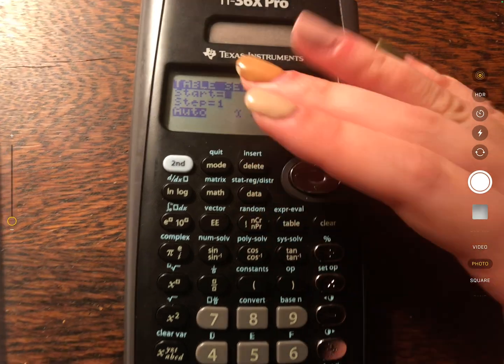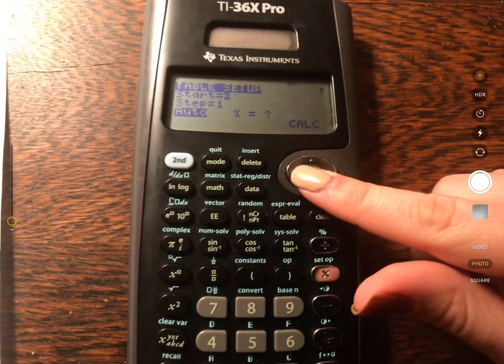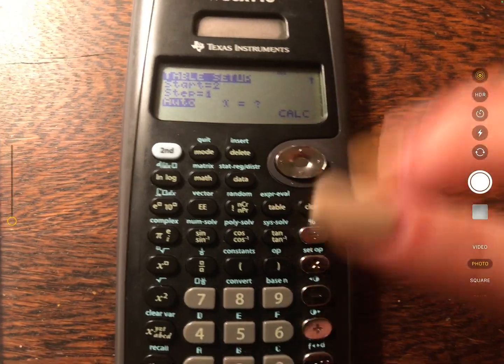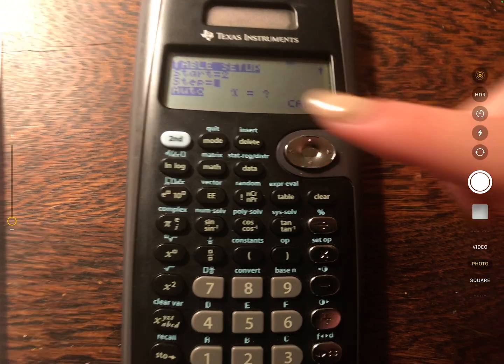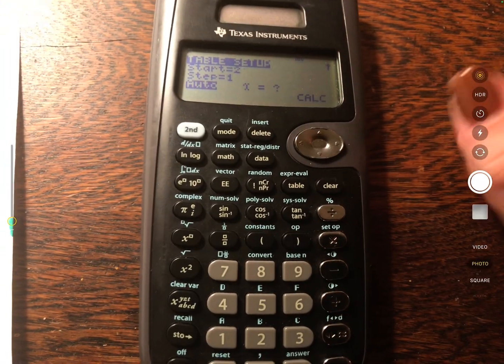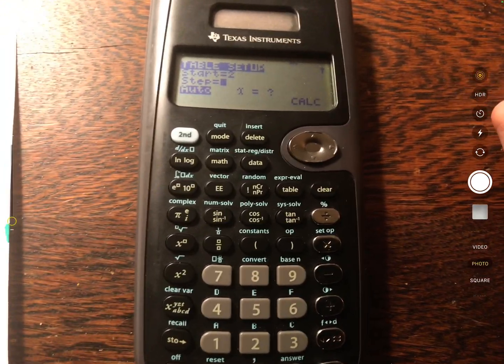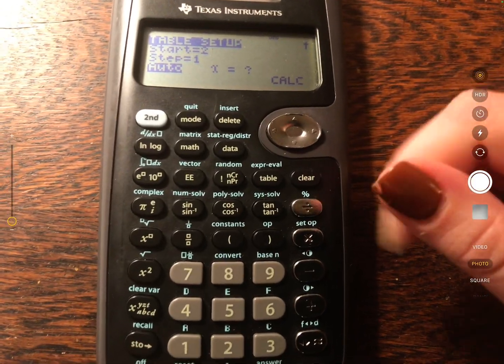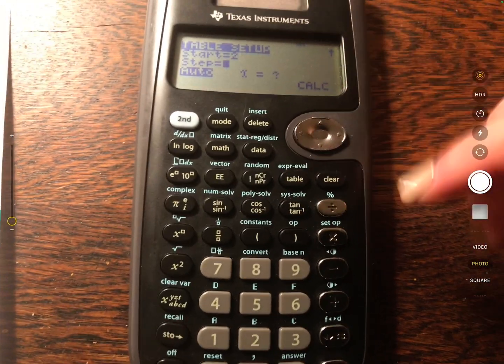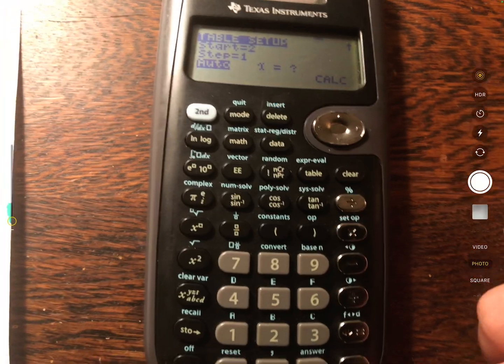This table setup does not matter. The only thing that you want to make sure is that your step is at 1. What this start means here is that that's the x value that your table is going to start at, but it does not matter because we're going to scroll up and down through the table.